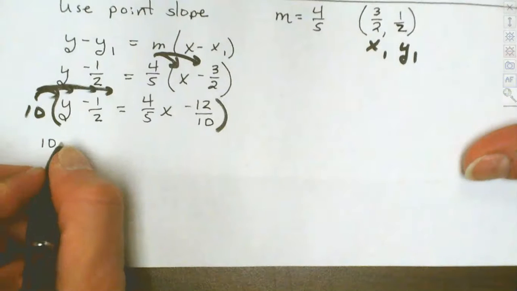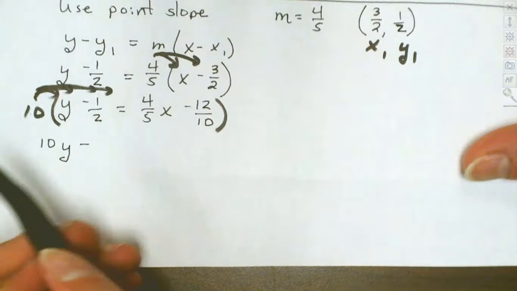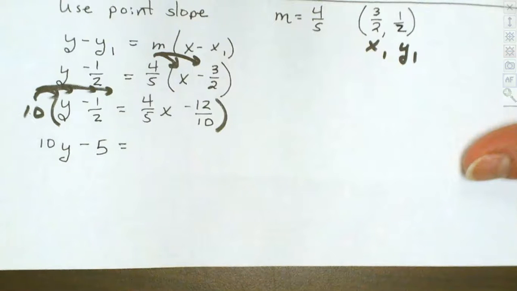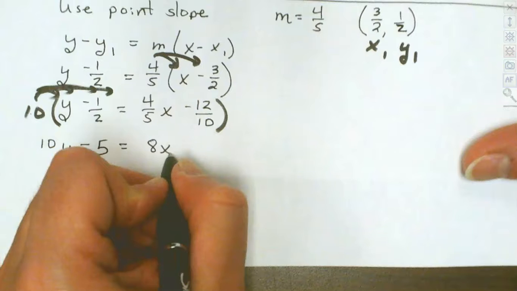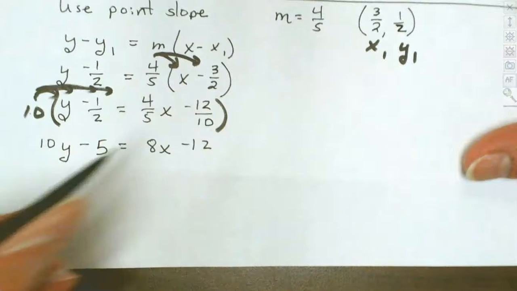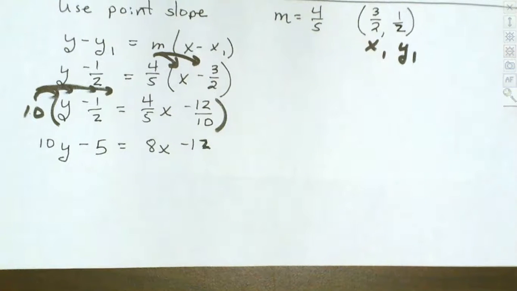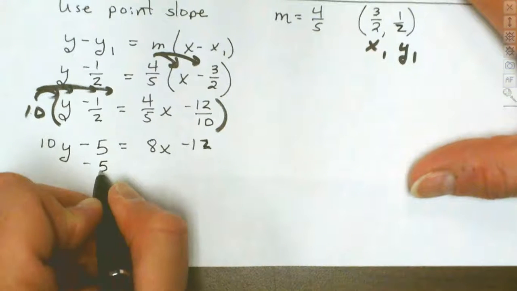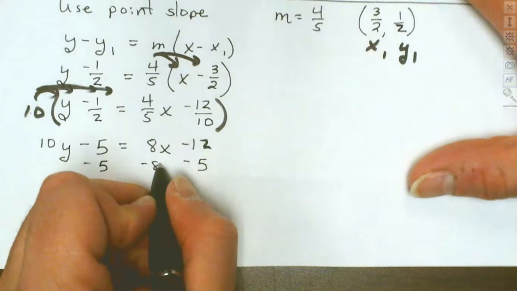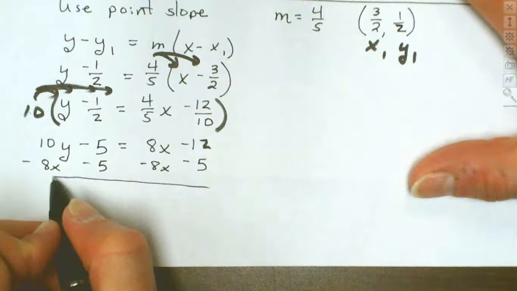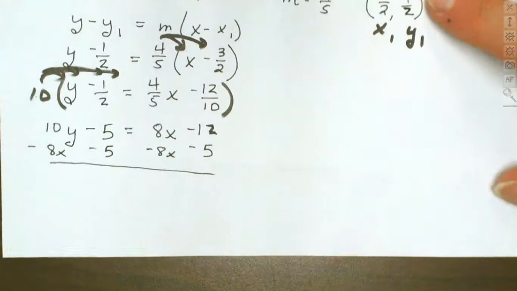And that gives you 10y. 10 divided by 2 is a 5, times a negative 1 makes it a minus 5 there. 10 divided by 5 is 2, times 4 makes it an 8x. 10 divided by 10, those go away, and that makes that a minus 12. Moving things around, we'll move that 5 over to join the 12, and we'll move that 8x over to join the 10y. We're almost finished. We've got another step or two left.